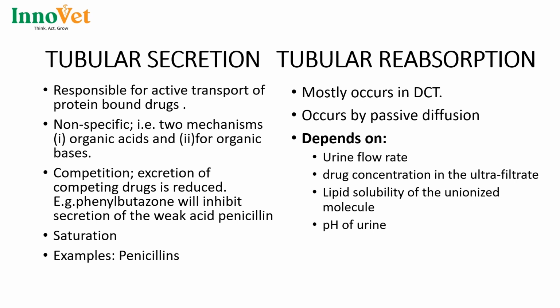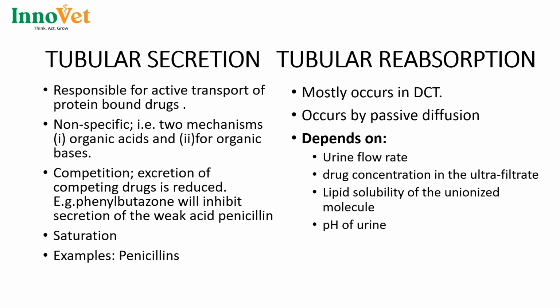An example of that competition is that phenylbutazone will inhibit secretion of the penicillins. Then there is also saturation of these channels, whereby there can be a maximum rate of tubular secretion. Examples of drugs, we have penicillin. Then let us look at tubular reabsorption, which occurs mostly in the distal convoluted tubule, unlike tubular secretion, which occurs mostly in the proximal convoluted tubule.